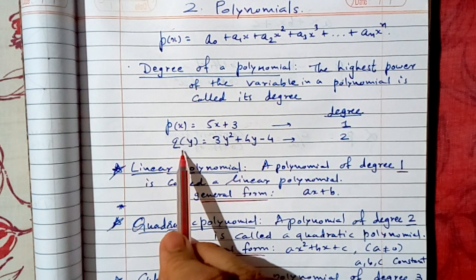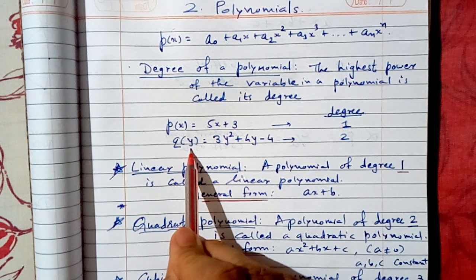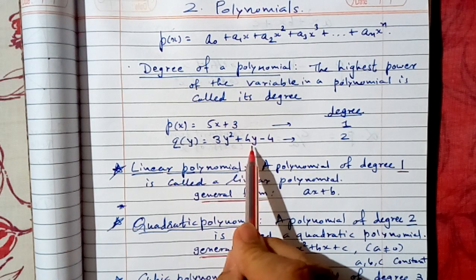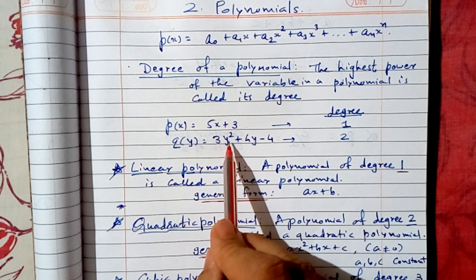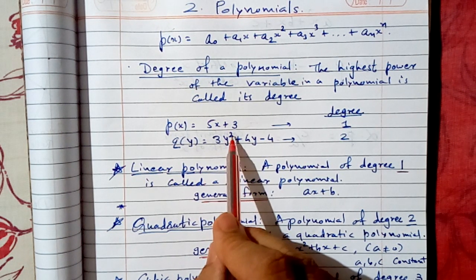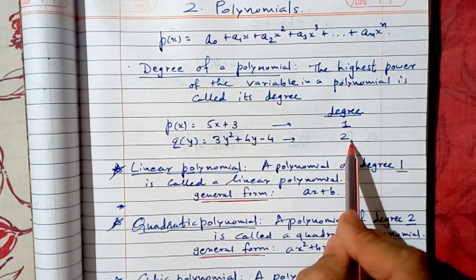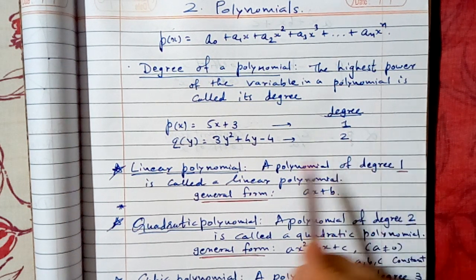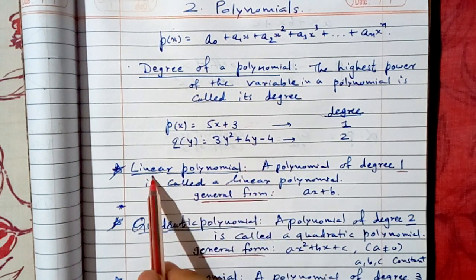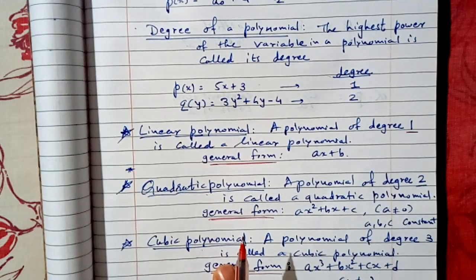Same way we are given second polynomial q(y). It is of y variable. q(y) equal to 3y square plus 4y minus 4. So here highest degree of variable y is 2. So the degree of the polynomial is 2. According to degree, we make some types of polynomial: linear polynomial, quadratic polynomial, and cubic polynomial.